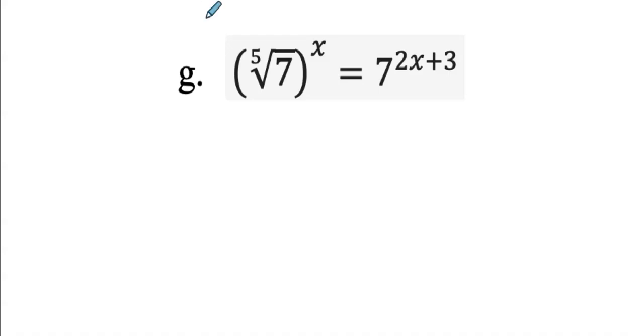They both have the same base of 7 here, but this one has the 5th root and the x. How do I rewrite this? Think about your last quiz. 7 to the 1/5. Okay, so this is 7 to the 1/5.